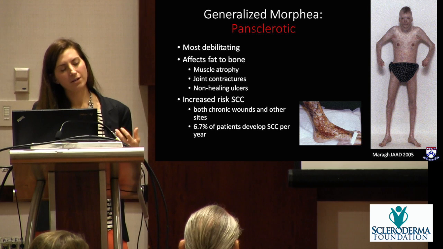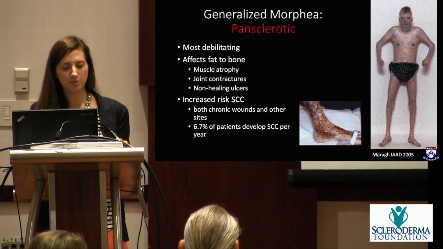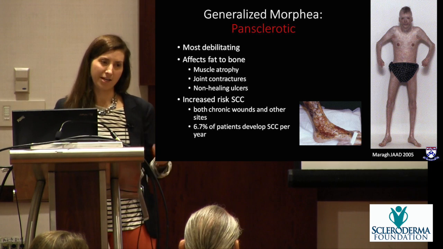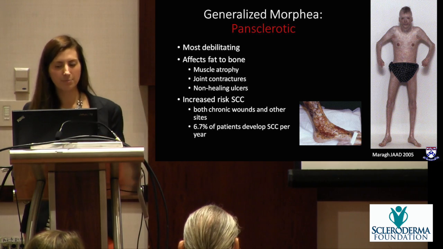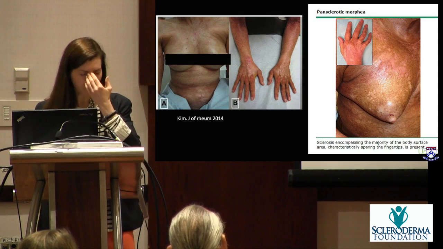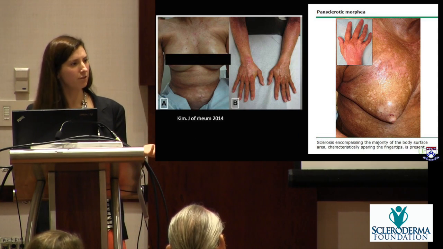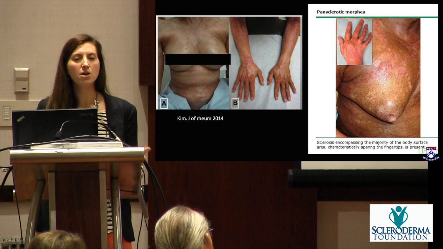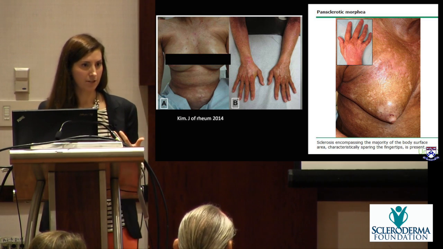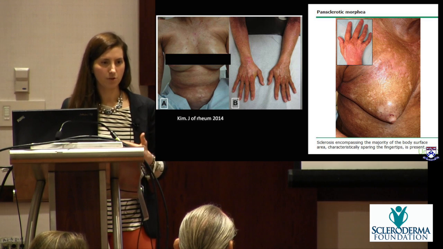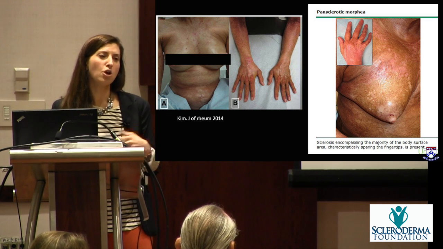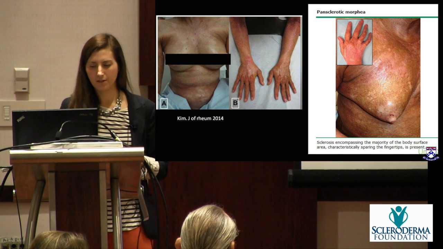And actually, about 6% of patients will develop squamous cell carcinomas per year. So it's important that they're followed by dermatology, not only for treatment of this condition, but also for skin checks for skin cancers. Are most patients with morphea at increased risk for skin cancers? No. Do some of the medications that we treat morphea with increase the risk for skin cancers, such as systemic immunosuppressants? Absolutely. Most patients on systemic immunosuppressants should be seen by dermatology usually once a year.